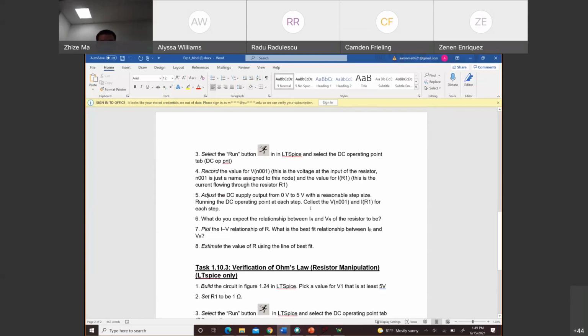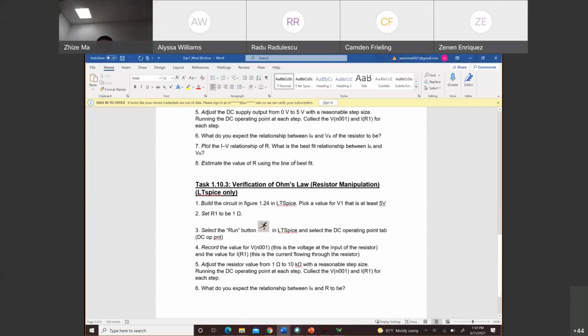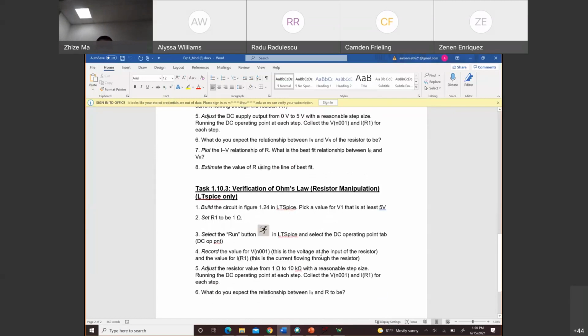Then task 3 is very similar to task 2. Instead of sweeping the DC voltage, you will sweep the resistance, and you will do a similar thing. All right, I think that's all for today's lab. I think you will have questions when you start doing the lab. You can just ask me.